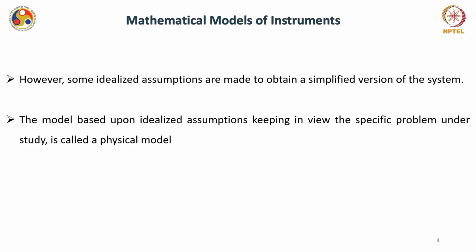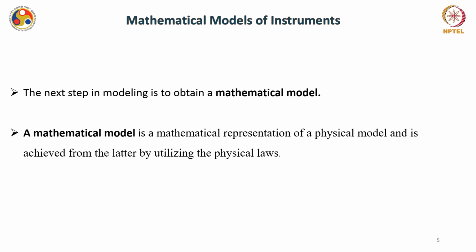However, some idealized assumptions and boundary conditions can be made to obtain a simplified version of the system. The model based upon these idealized assumptions, keeping in view the specific problem under study, is known as the physical model. So now you have a physical model in hand for the measuring system. Once you have obtained the physical model, the next step in modeling is to obtain the mathematical model.